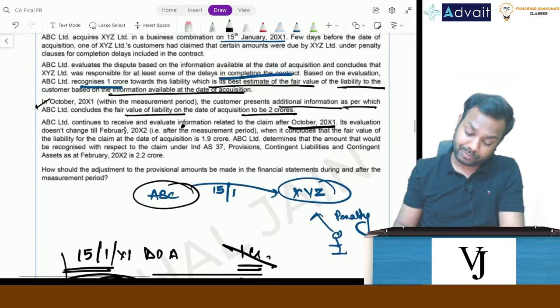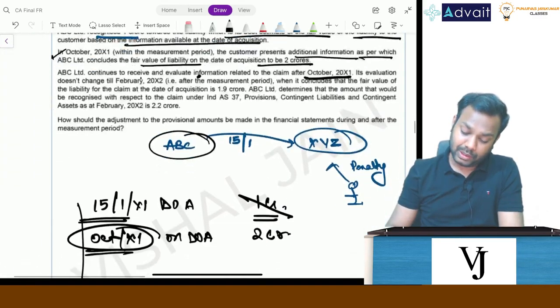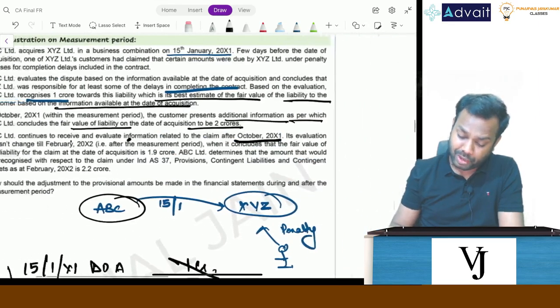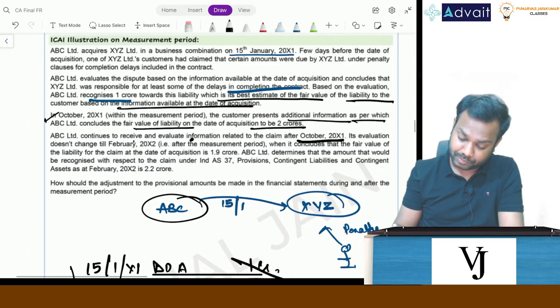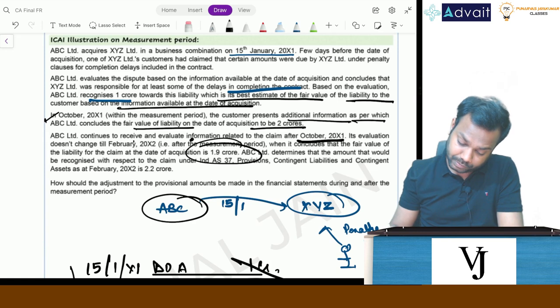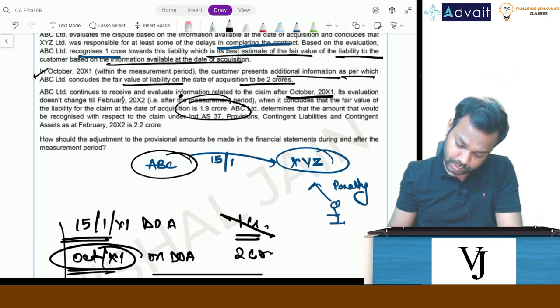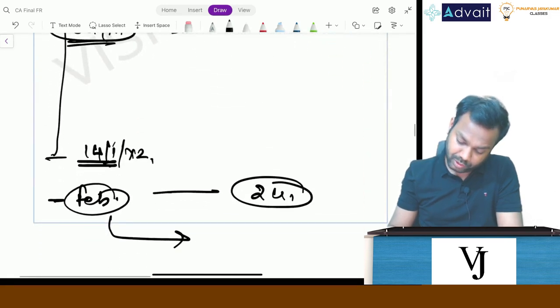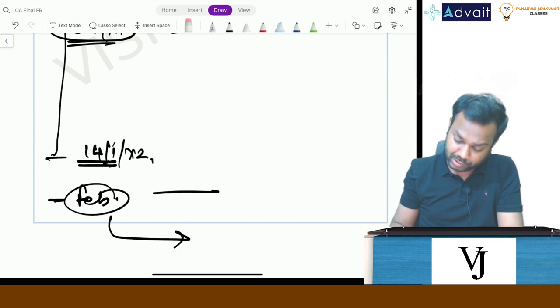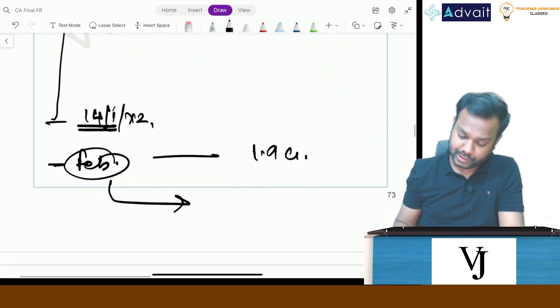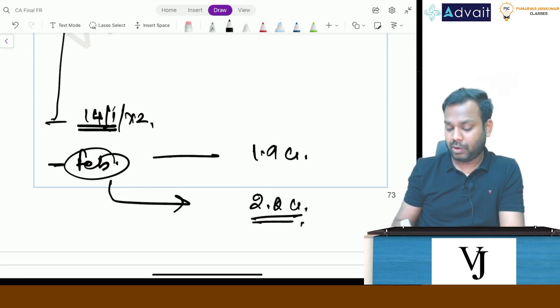But now when it concludes in February, it says that the amount to be payable is 1.9 crores. Further, it says 2.2 crores.